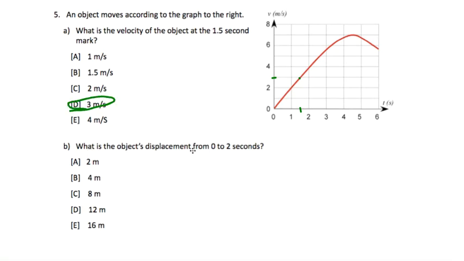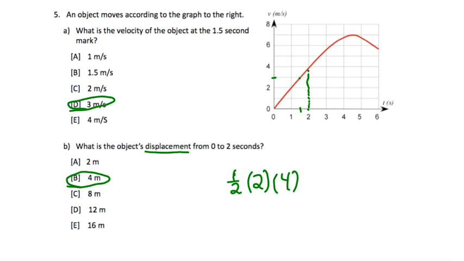Part B, what is the object's displacement from 0 to 2 seconds? Displacement just means how far it's been displaced. On a velocity graph, that's area. So from 0 to 2 seconds, they're talking about the area of this triangle that's formed. The area of a triangle is 1/2 base times height. Our base is 2. The height of this triangle goes up to 4. So half of 2 is 1, and 1 times 4 gives us 4. If you answered 8, you probably forgot to take the half for that triangle.